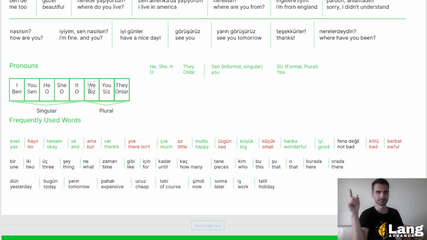Onlar, they. Other people, many, plural. And see here, o, onlar, lar, ler. What is it? It makes things plural. We already are learning the grammar here. It is amazing. So, he, she, it is o, they is onlar. Sen is informal and for singular people, you, and siz is formal and plural, you.